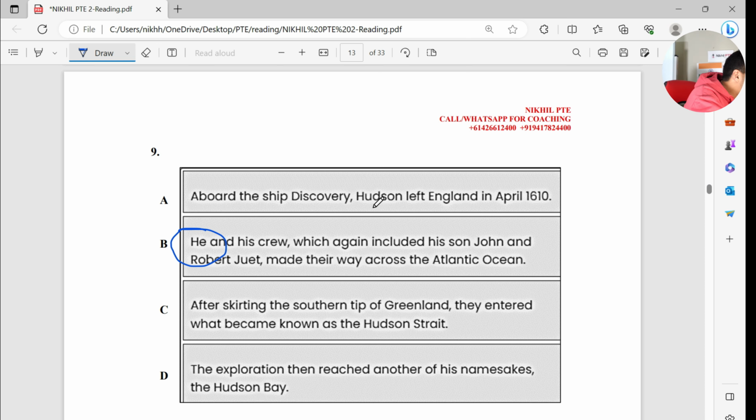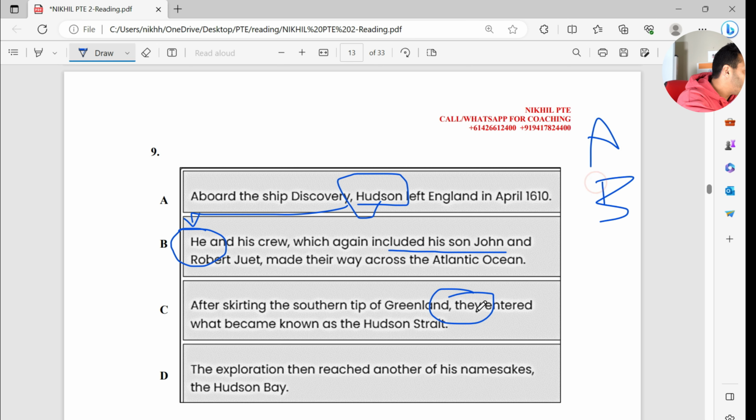So aboard the ship Discovery, Hudson is a person, and after a noun, what will come? Pronoun. Where is the pronoun? The pronoun is available in option B: "and he and his crew, which again included his son." Here the option is talking about adding more people into the group, and when we are talking about more people, then we can say "they." Simple. So after A, B will come, and here we are talking about more people, so C will come, and what is left? That is D.